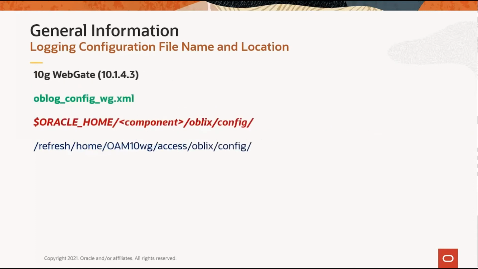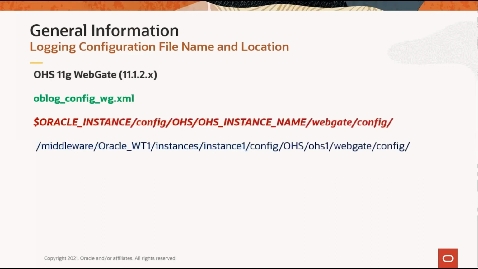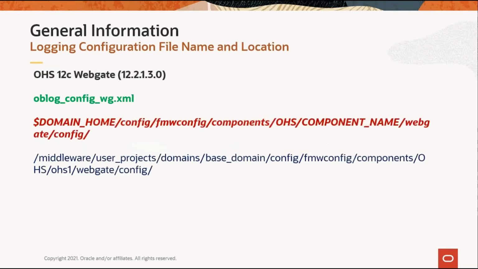For the OHS 10G, 11G, and 12C WebGates, the logging file is called oblog_config_wg.xml and is represented in green. The logging file location format is represented in red, and the logging file location example is represented in blue. What you see now on the screen is for the 10G WebGate. And this is for the 11G WebGate. And this is for the 12C WebGate.